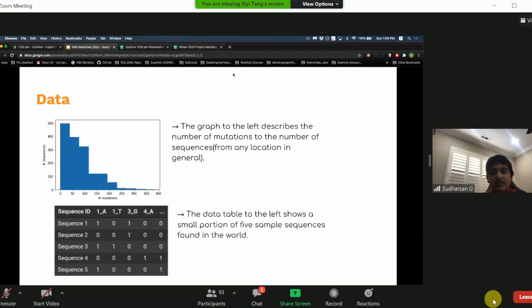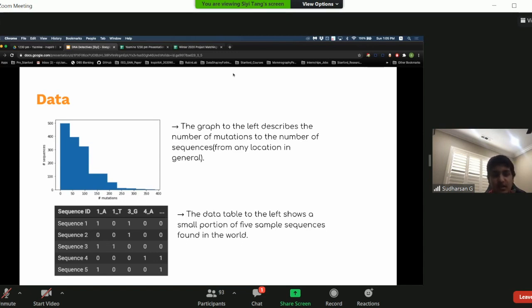Different bases means mutations. So using Python libraries such as matplotlib and pandas, we were able to create graphs and data tables like you can see right here. The graph describes the number of mutations to the number of sequences from any location in general. As you can see, only a small fraction of all the sequences that we found in the world have severely many mutations. For example, over here towards the very right of the graph, there's between 350 and 400. But most of the sequences that we found do not have that many mutations.